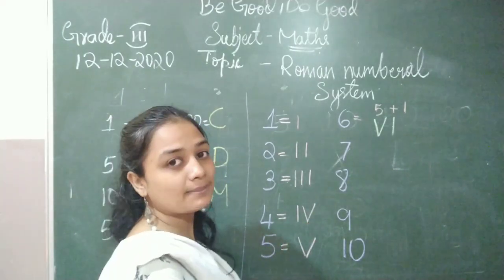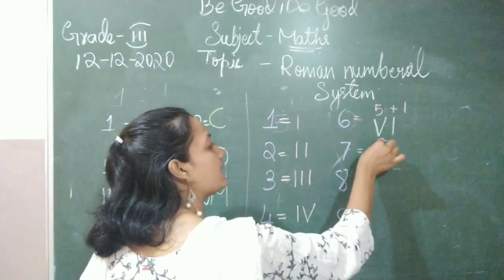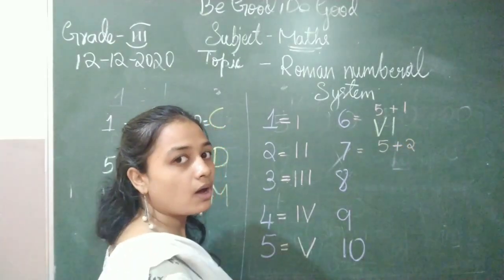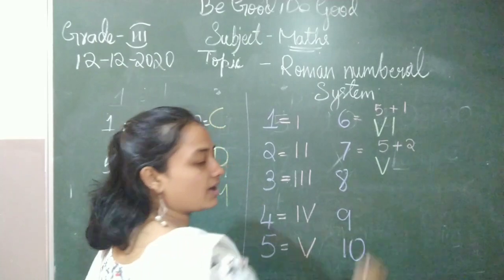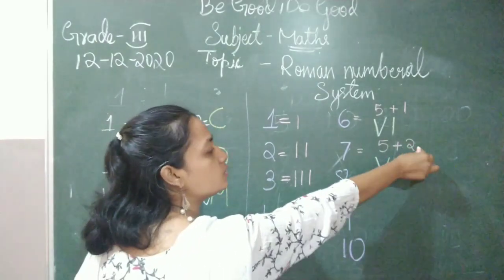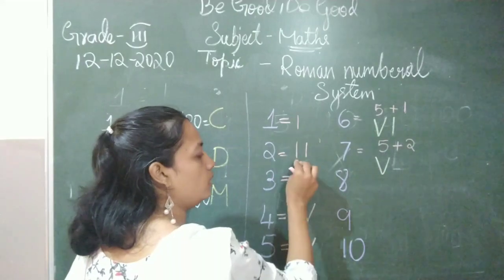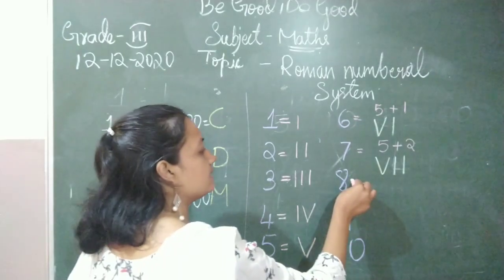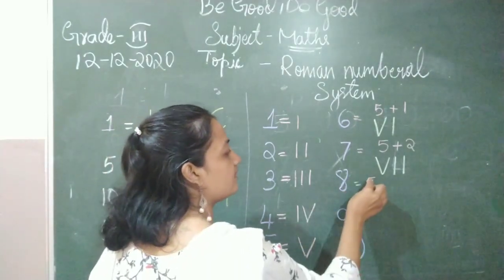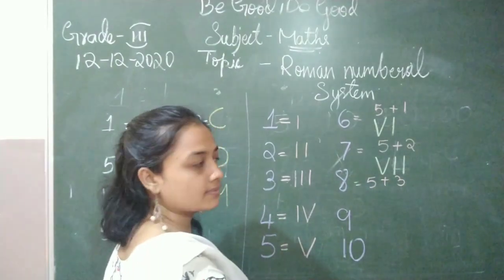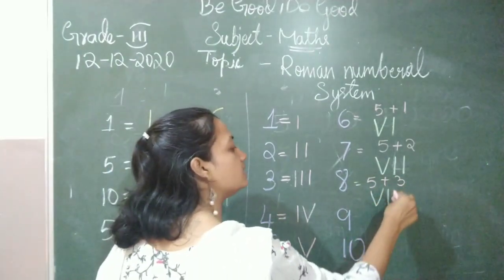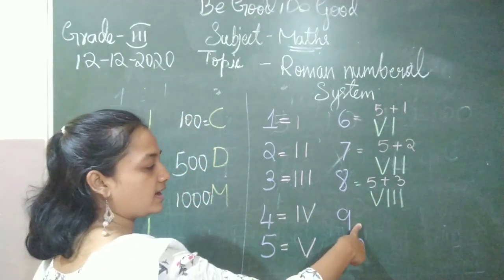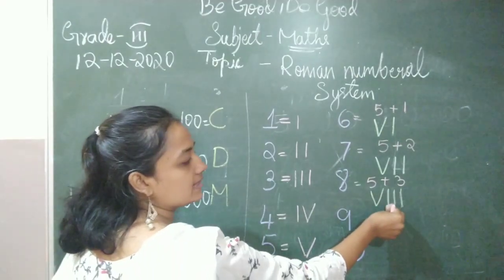So, let's go for the next number, 7. 7 I can take as 5 plus 2. How will I write 5? 5. And I am adding 2. So, I should write this 2 on the right side. Similarly, 8 can be written as 5 plus 3. So, 5, 1, 2, 3. This is 8.